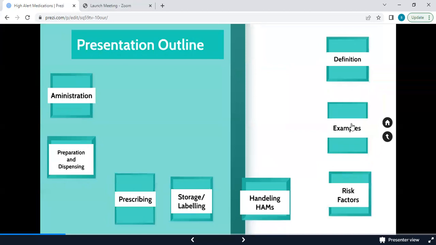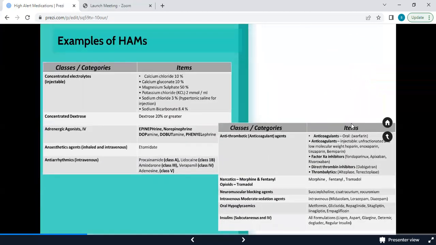What are examples? Me as a pharmacist, I have to know that there are some medications related to certain classes that are high alert medications. This list is not inclusive, okay? Because it depends on what? It depends on the formulary of the hospital or the healthcare institute you are working in, okay?